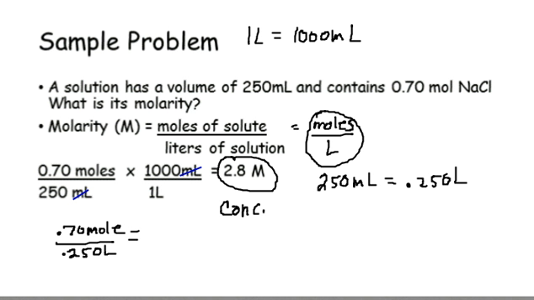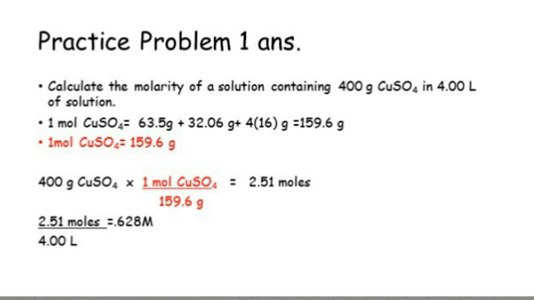Now sometimes some problems will not give you moles. You'll have to calculate the moles. In this example, calculate the molarity of a solution containing 400 grams of copper sulfate in 4 liters of solution. So remember, molarity equals moles per liter. But they didn't give us moles, they gave us grams, so we have to calculate moles.